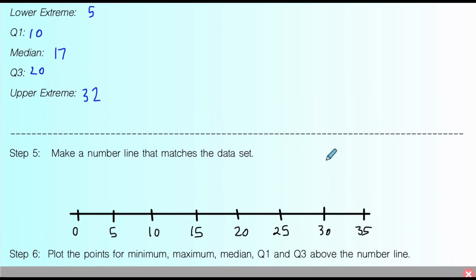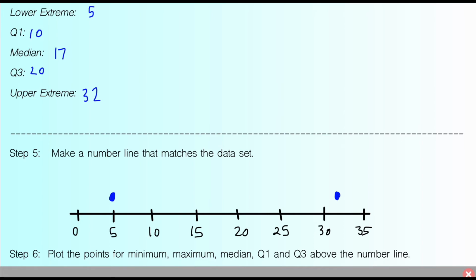So just so you can have them on the screen, let's see. My lowest number is 5, and since I can, I'm going to color code this. I'm going to plot my nice 5 here, and my upper extreme, so 30, 35, 32, somewhere in between there. Just get as close as you can.